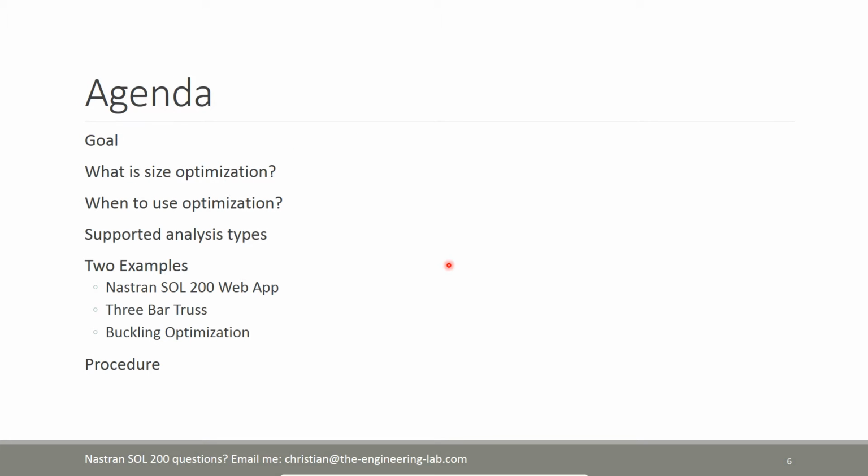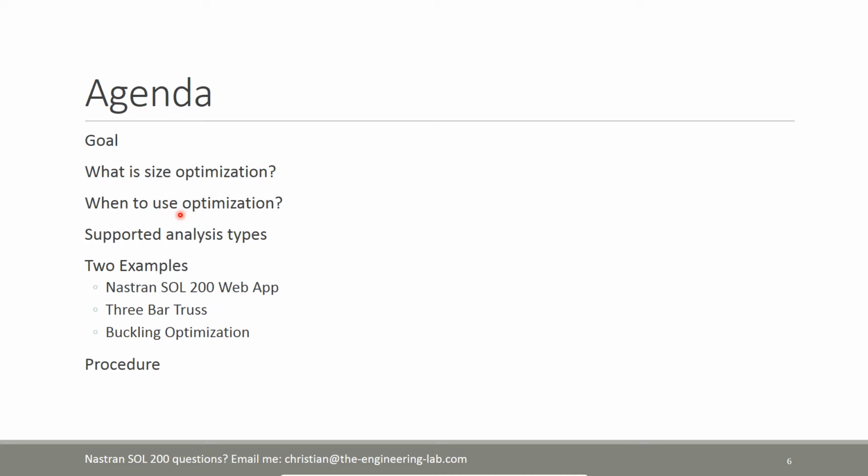So here's what I have for today. We went over the goal. Again, the goal for today is to show you the procedure: what steps do you need to take to perform optimization with Nastran Solution 200? Before I show you the procedure, I have to go over what size optimization is. There are a lot of optimization types out there, so I have to define this one, which we are going to specifically focus on for the presentation.